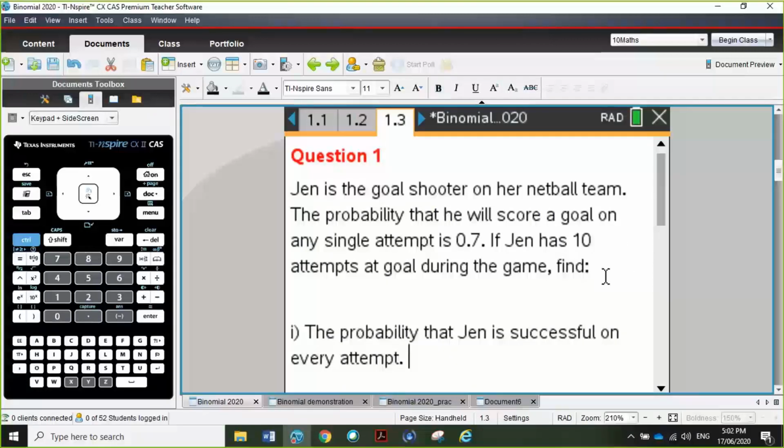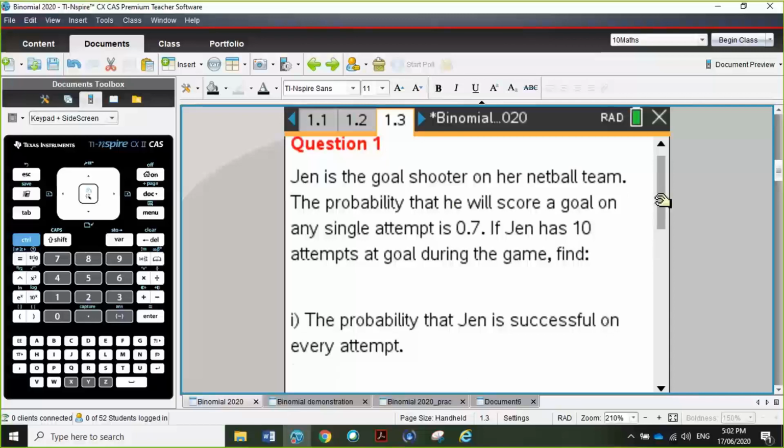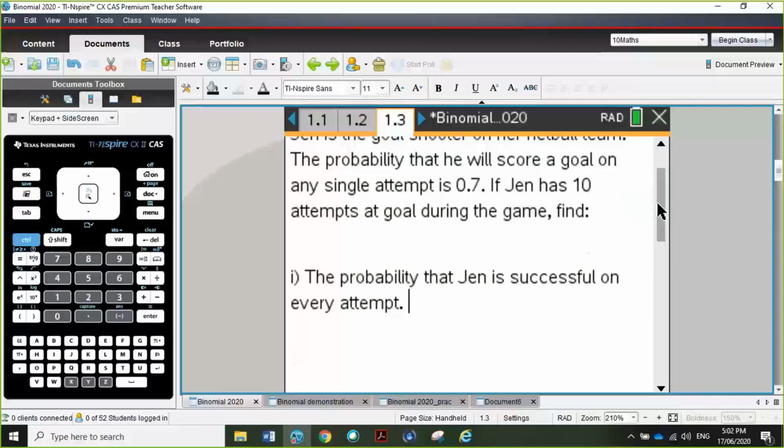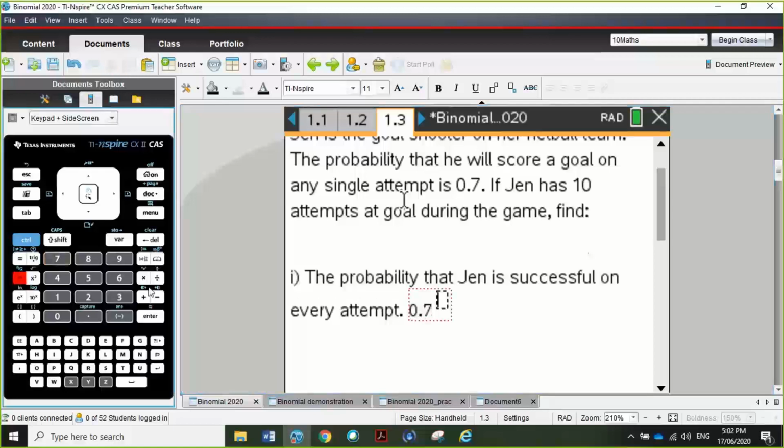As a student in the younger years, you may have answered a question like this with a very big tree diagram. You may have drawn a tree diagram and looked for the branch that had goal, goal, goal, all the way up to 10 goals. If you multiplied the numbers along that branch, you would have multiplied 0.7, the probability that she gets any one goal, by itself.